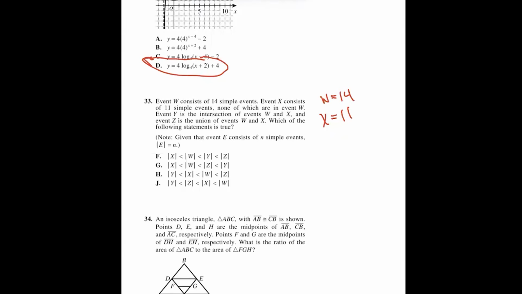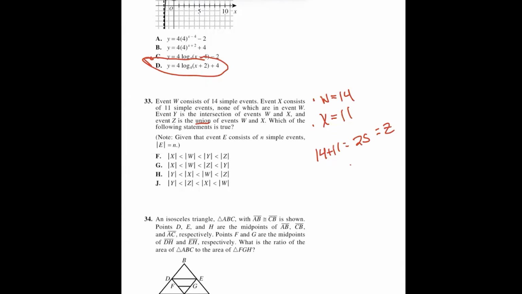Y is the intersection of events W and X, and Z is the union of events W and X. So looking at number 33, what you want to focus on is what union actually is. And union just means pretty much addition. So if we go 14 plus 11, that is going to get us 25. So right now we know which is equal to Z. And the intersection, I wouldn't stress about it right now, but let's just focus on these three terms right here. So 25 is going to be the biggest.